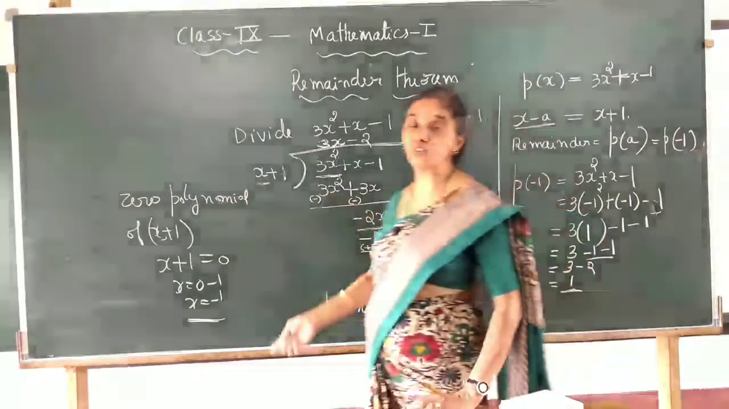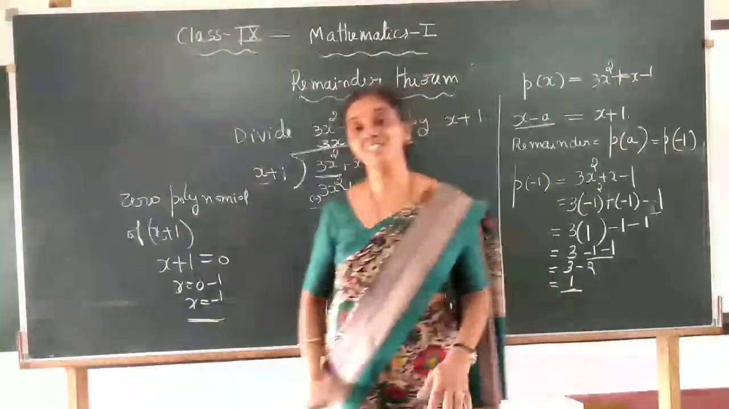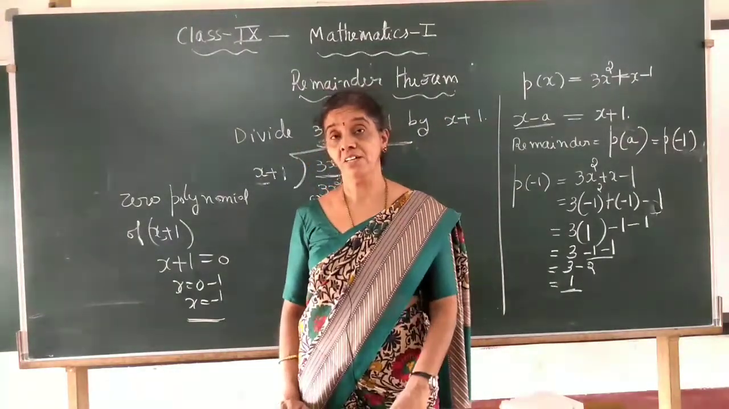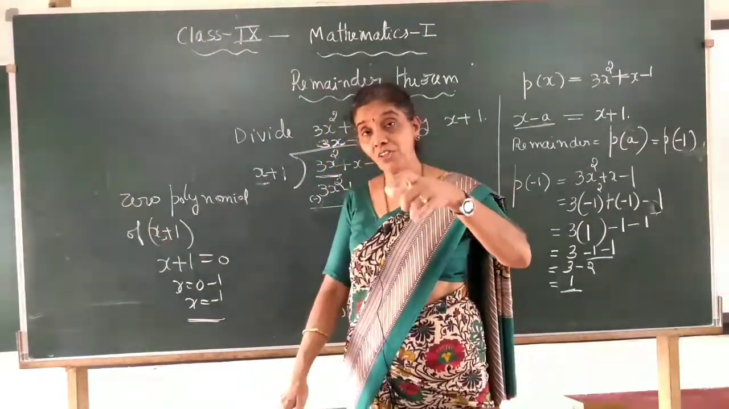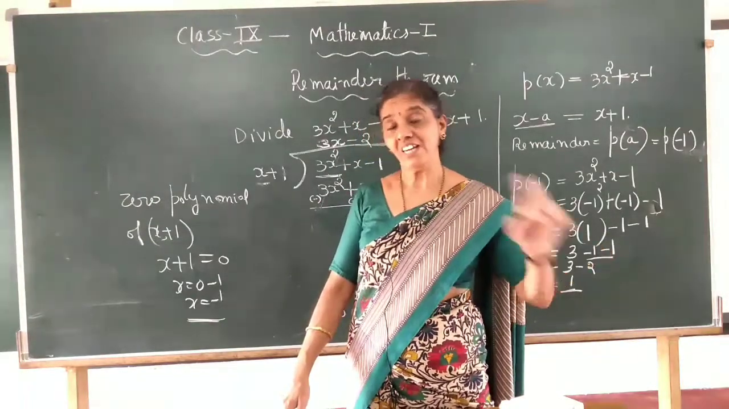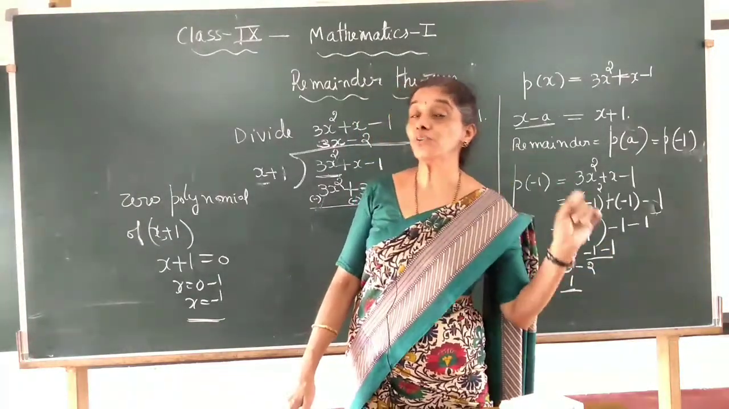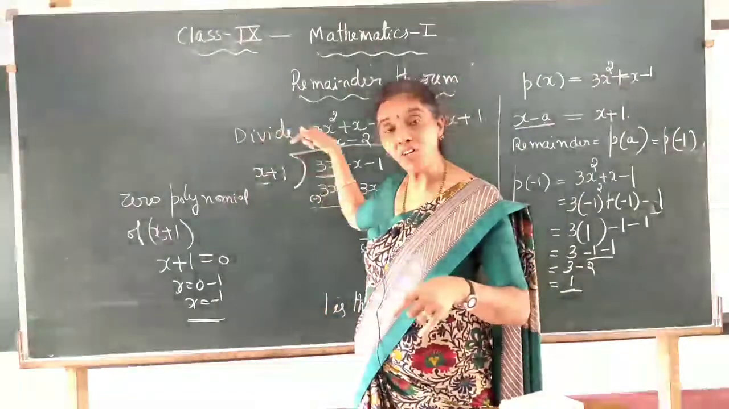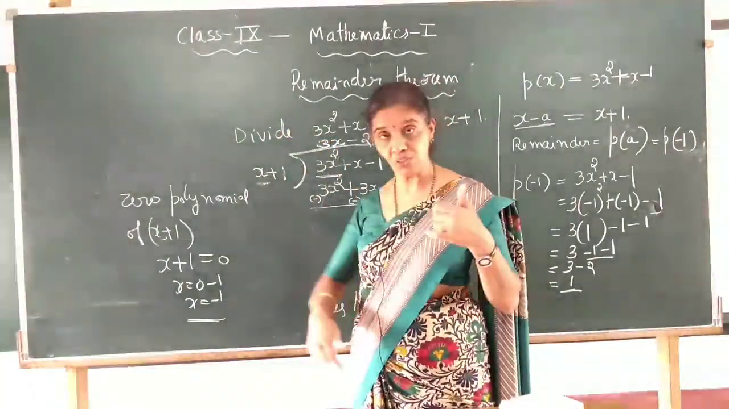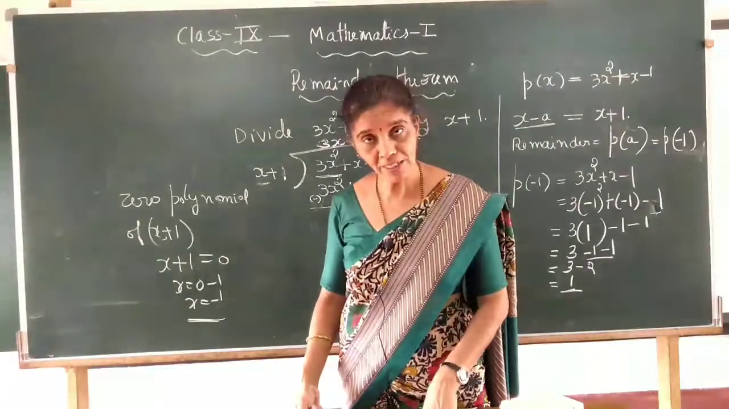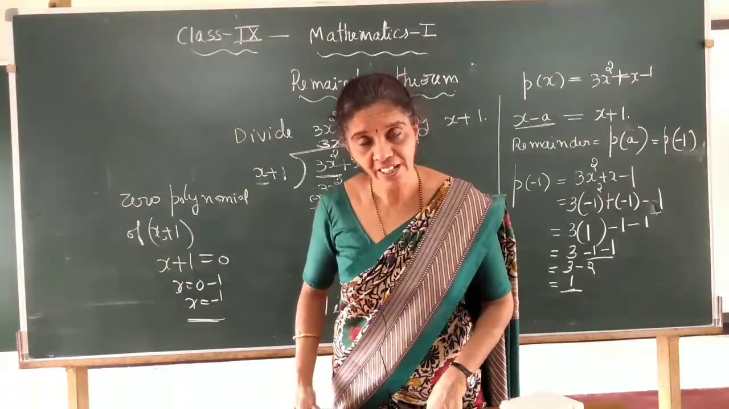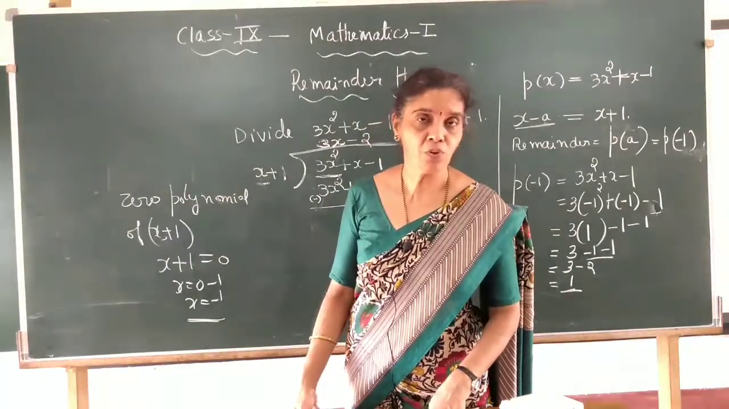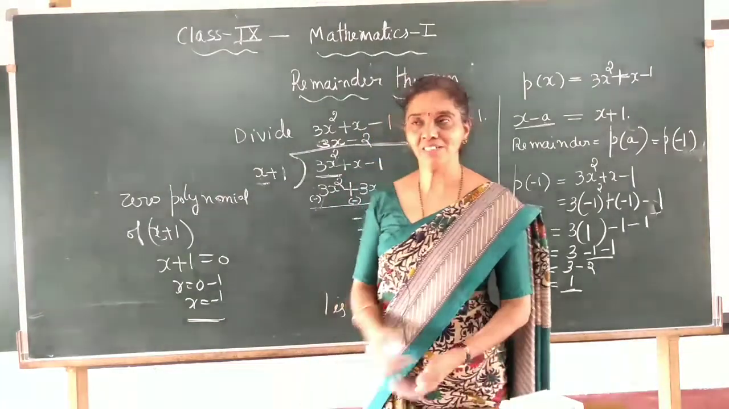So what the remainder theorem says is, if you take x minus a for division, its zero is x minus a equal to 0, it becomes x is equal to plus a. So that a you have to use in the given polynomial, the dividend. Get the value of the polynomial at x is equal to a, then you will get the answer, which is nothing but the remainder. I hope you understood what the remainder theorem says.